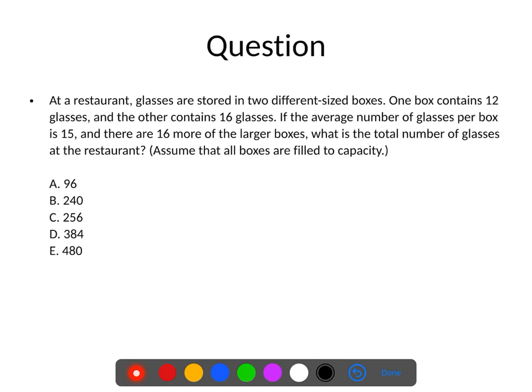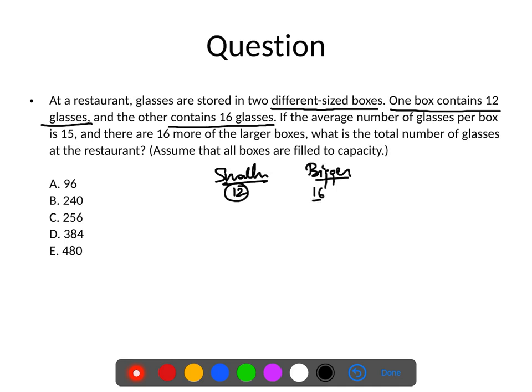Glasses are stored in two different sized boxes. So there are two kinds of boxes. One box contains 12 glasses each and the other contains 16 glasses each. So there is a smaller box containing 12 glasses each, and a bigger box containing 16 glasses each. Let's say x is the number of smaller boxes, and there are 16 more of the larger boxes. So x plus 16 is the number of bigger boxes.